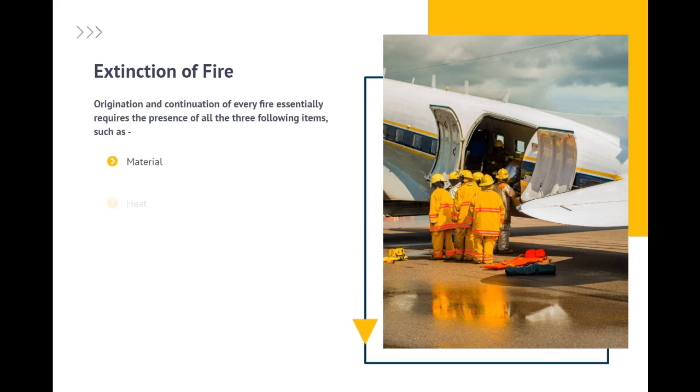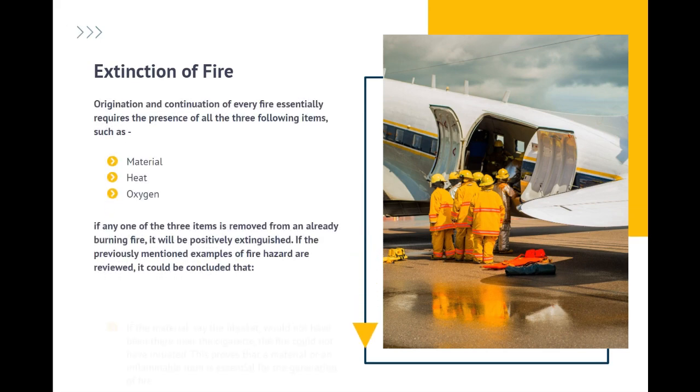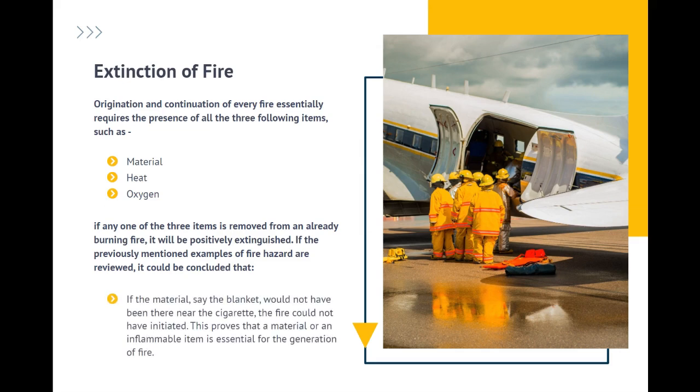Extinction of fire. Origination and continuation of every fire essentially requires the presence of all the 3 following items, such as material, heat, oxygen. If any one of the 3 items is removed from an already burning fire, it will be positively extinguished. If the previously mentioned examples of fire hazard are reviewed, it could be concluded that if the material, say the blanket, would not have been there near the cigarette, the fire could not have initiated. This proves that a material or an inflammable item is essential for the generation of fire.